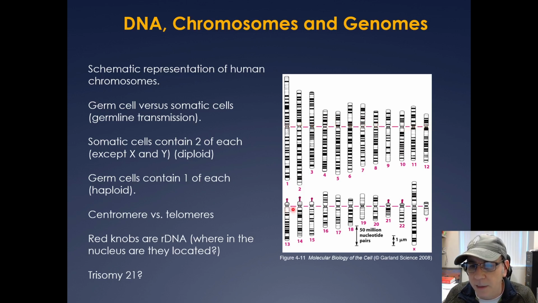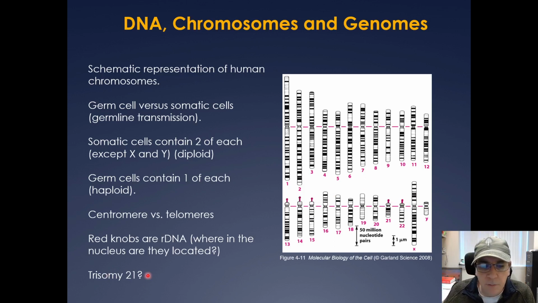Here you can see this little red line marks the centromere on each of the chromosomes, and then on the ends of each chromosome are the telomeres. These little red dots here represent your ribosomal DNA. That's what gives rise to the ribosomal RNA, and these are all located in the nucleolus, right? They all come together to help form the nucleolus.